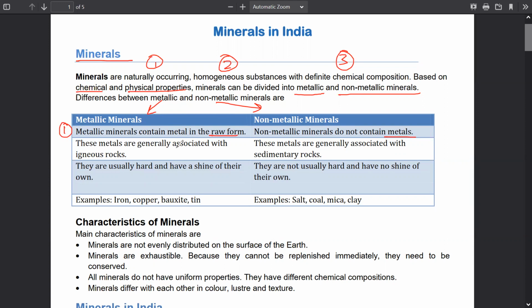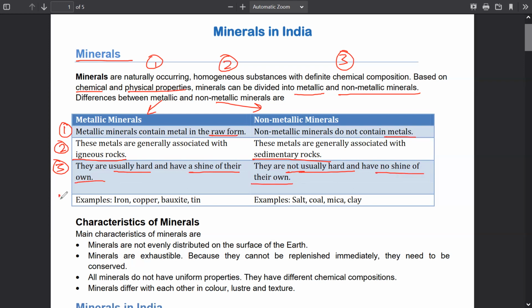These metals are generally associated with igneous rocks. So this is the second point. These are associated with igneous rocks, and non-metallic minerals are associated with sedimentary rocks. Third point, they are usually hard and have a shine of their own. They are not usually hard and have no shine of their own. So metallic minerals are usually hard and have a shine of their own, but non-metallic minerals do not have a shine of their own.